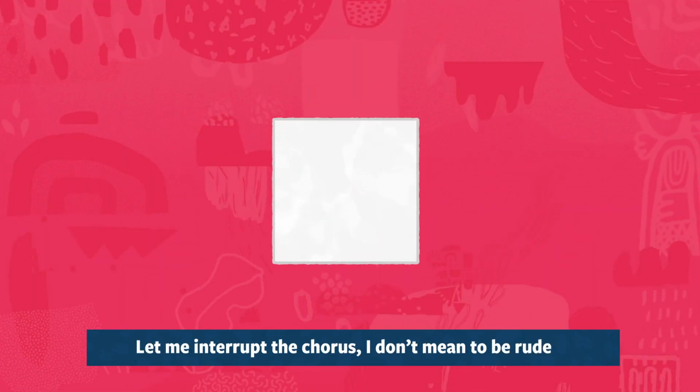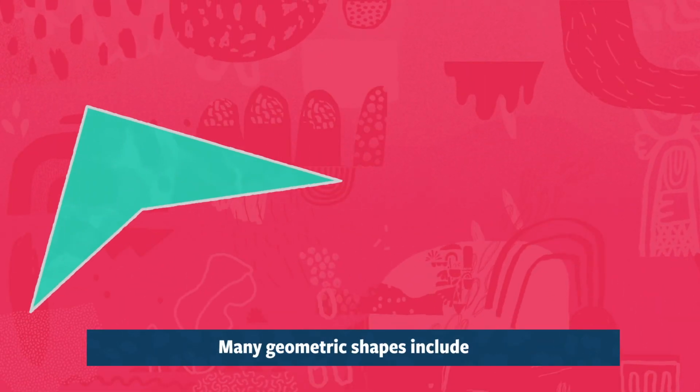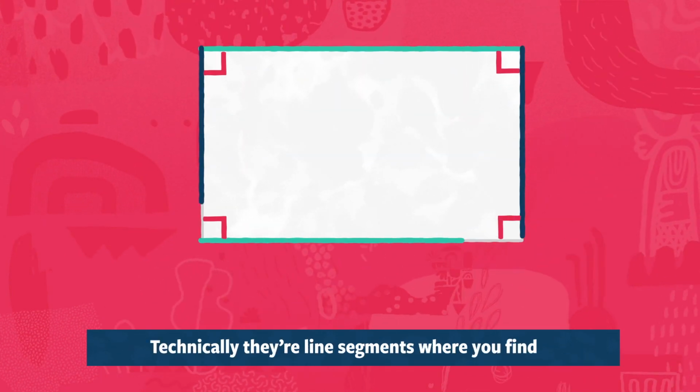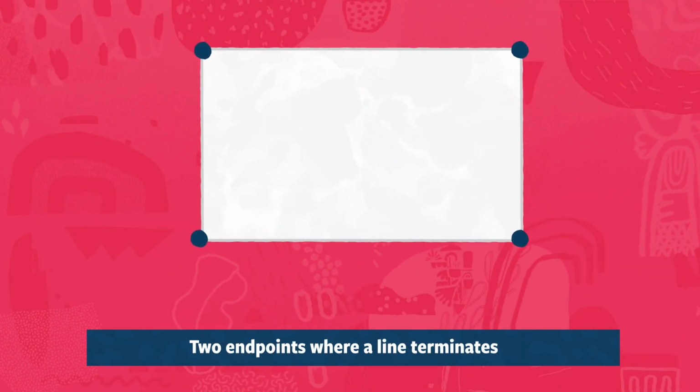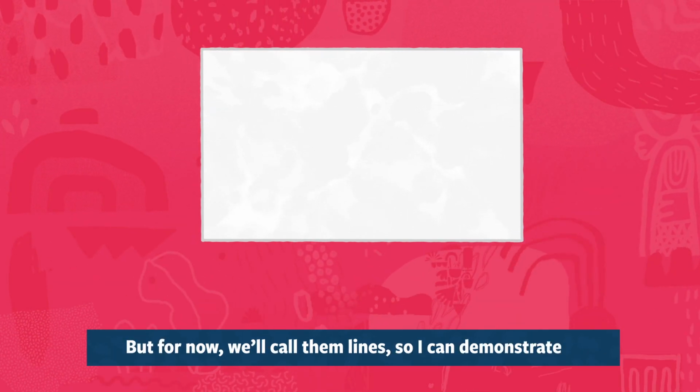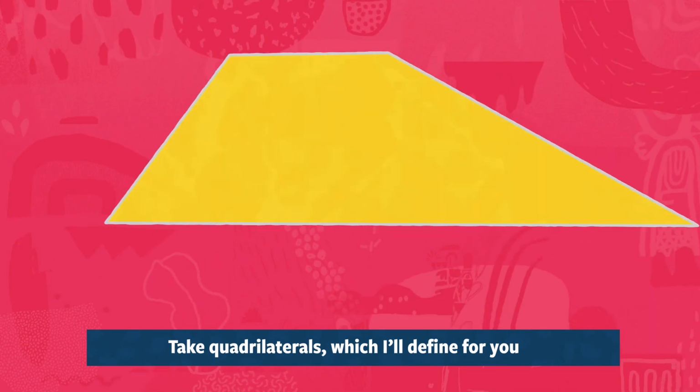Let me interrupt the chorus, I don't mean to be rude. Many geometric shapes include parallel and perpendicular lines. Technically they're line segments, where you find two endpoints where a line terminates, but for now we'll call them lines so I can demonstrate. Take quadrilaterals, which I define for you.